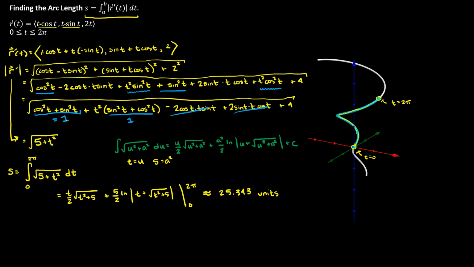There's not a whole lot of new concepts going on here. We already know how to find the derivative of a vector function. We already know how to find the magnitude of a vector function. We also know how to integrate a scalar function. We learned that in Calc 1. So the only really new concept here is that we're using this integral that's equal to s to calculate arc length for a vector function.